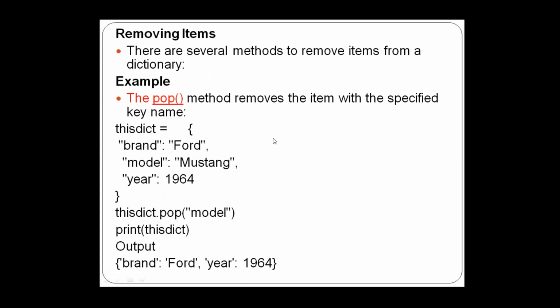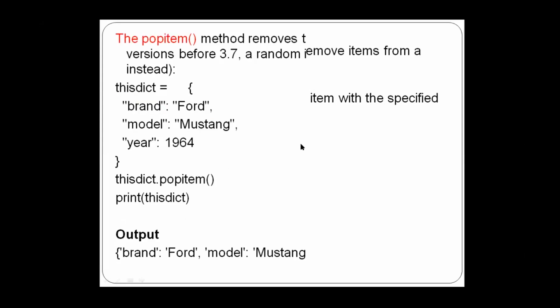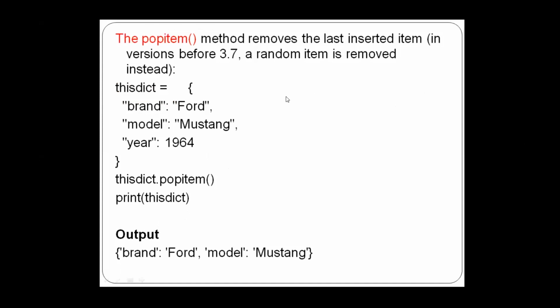And for removing an item, you will use your pop method along with the key. When I say pop of model, the key along with the value will be removed from your dictionary. I will not be removing just the key, but the key along with your value will be removed from your dictionary. And the pop method, we have seen this already.